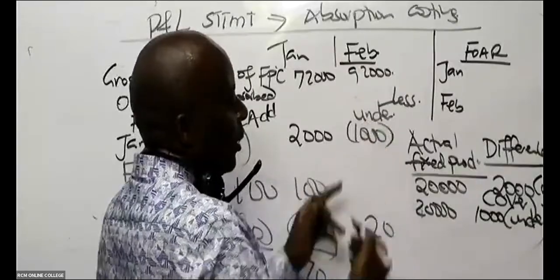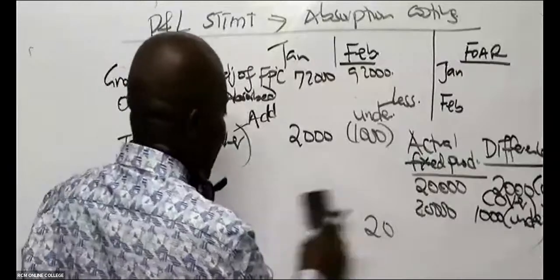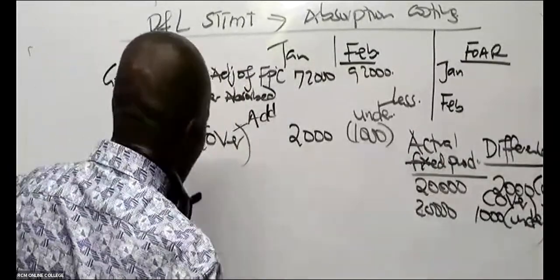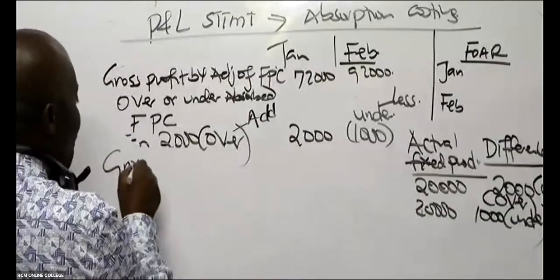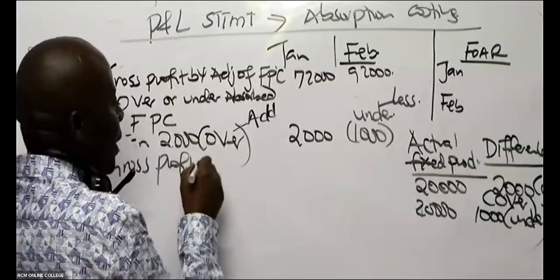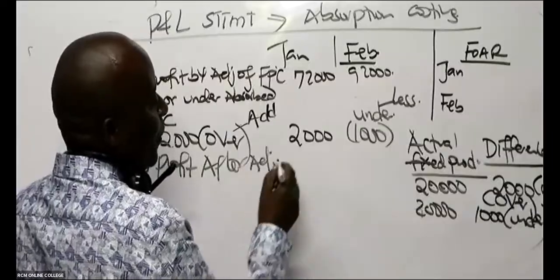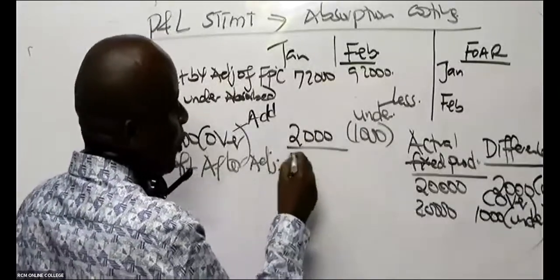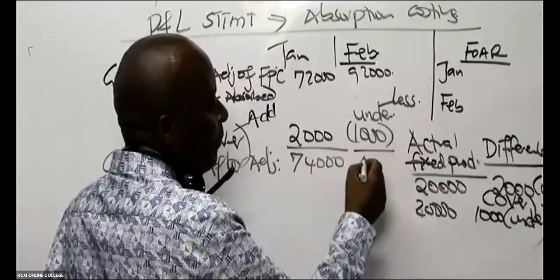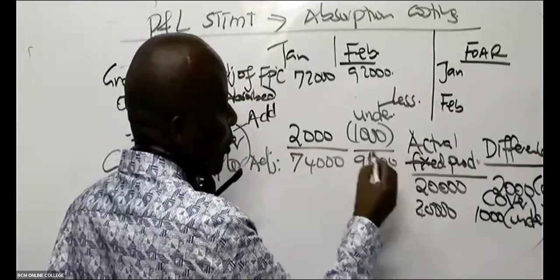So put this in a bracket. Then at the end of the day, what figures are we getting here as our proper gross profit? This is after the adjustments, as our proper gross profit. You can either just write it as gross profit or you say gross profit after adjustments. So after adjustments, this will be 74,000. And this will be what here, somebody? 91,000, like that.